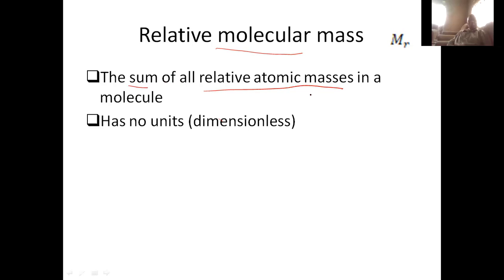And we note that also the relative molecular mass, which is denoted by the symbol MR, is dimensionless.